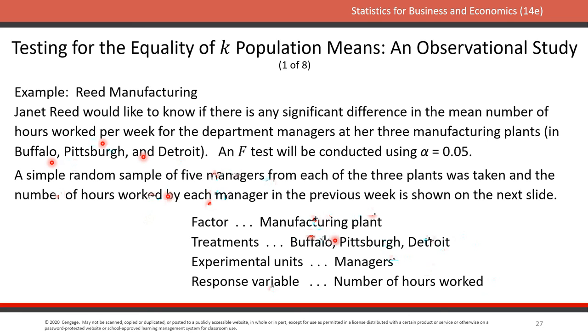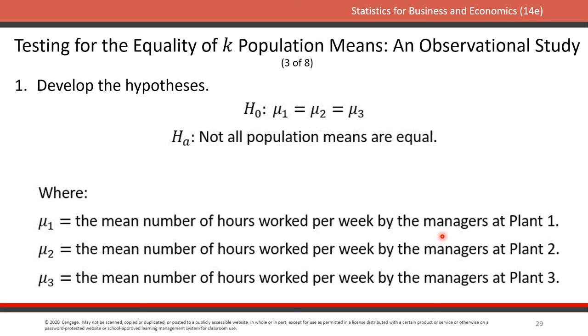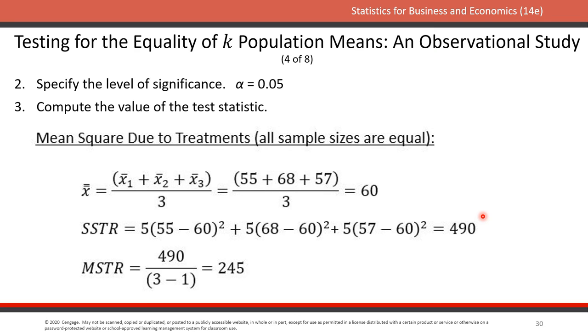All right, continuing on. So we've got our null hypotheses. We've got the different numbers of hours. Not all population means are equal is our alternative. The null is that they're all the same. And then we've got the plant managers. Again, instead of mu1, 2, and 3, I tend to like doing maybe mu sub b, mu sub p, and mu sub d to keep track of the different values. Doing our calculation, I get the grand mean to be 60. The sum of squares at treatment, I calculate out to be 490. And then dividing that by the degrees of freedom, I get the mean squares at treatment to be 245.